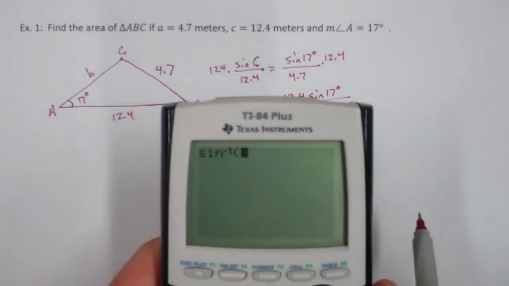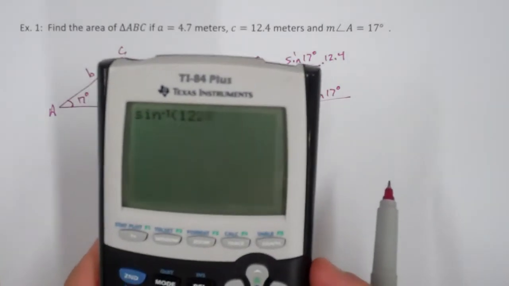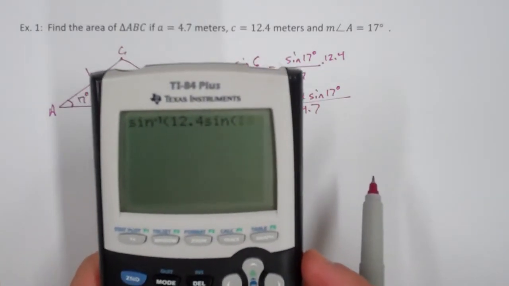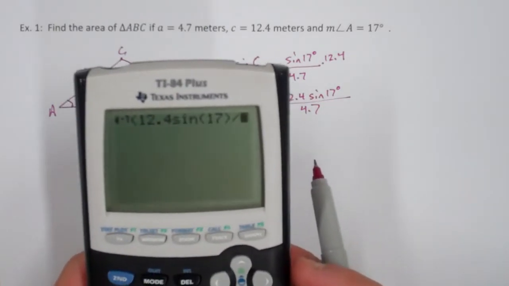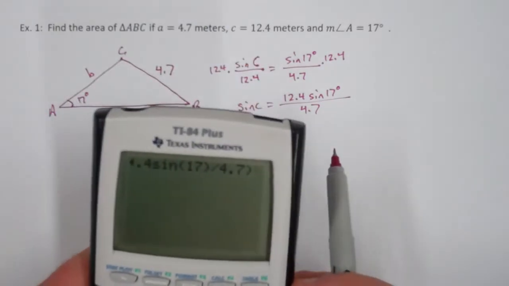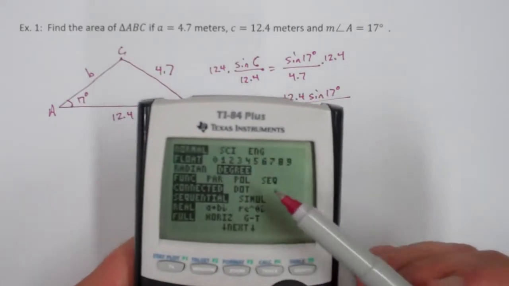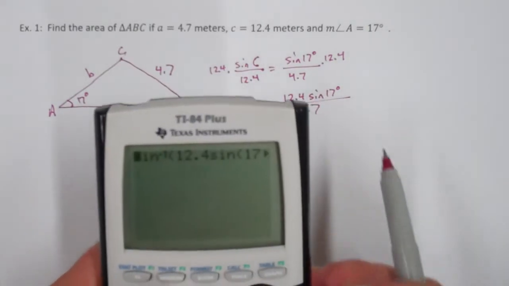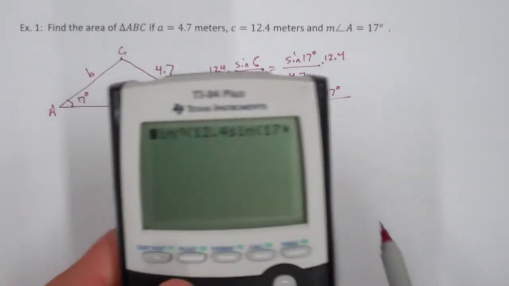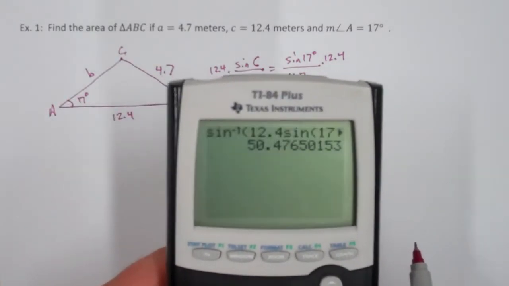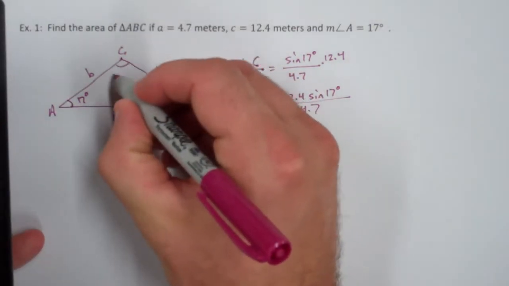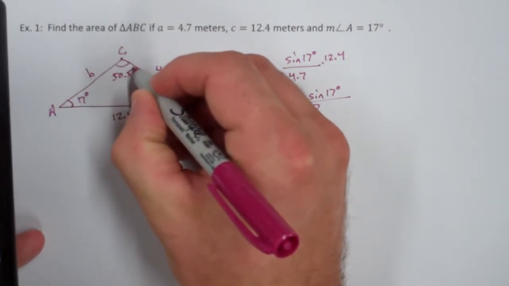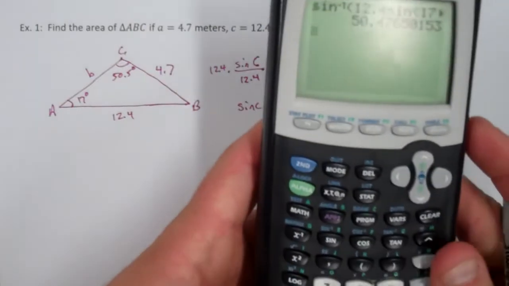So we'll do that here in our calculator. And then it'll be inverse sine of 12.4 sine, that's the regular sine of an angle, and then divided by 4.7. Before I hit enter here, I like to make sure I'm in the correct mode, so I'm in degree mode here, and we are using degrees, so we're good to go. That gives us an angle of about 50.5. We'll round to the nearest tenth here. So that's 50.5 degrees. We can now easily figure out B.